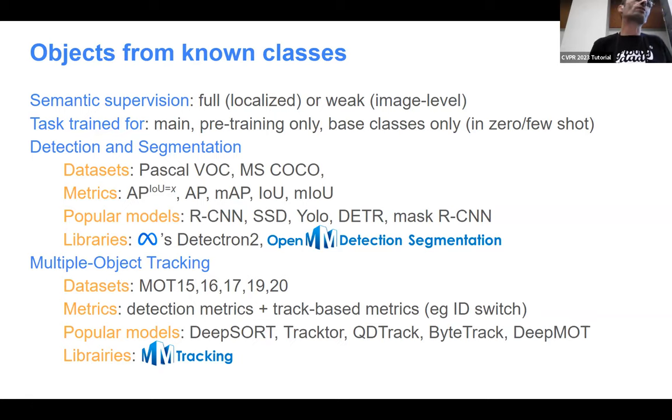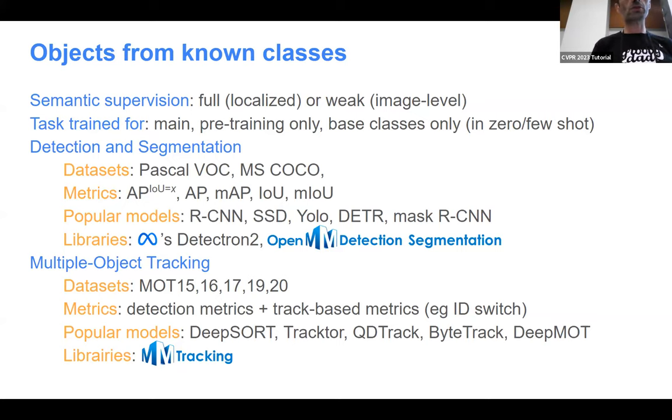Detection and segmentation are very close, very much related. In one case, you are typically after a box, and in segmentation you are after a precise delineation of the object. The classic datasets are Pascal Visual Object Classes, Pascal VOC, or Microsoft COCO, which stands for Common Objects in Context. And you have the classic metrics around the average precision or around the intersection over union, IOU. And here are some popular tools like R-CNN for detection and Mask R-CNN for the segmentation part.